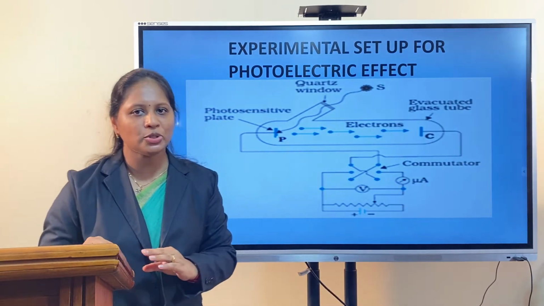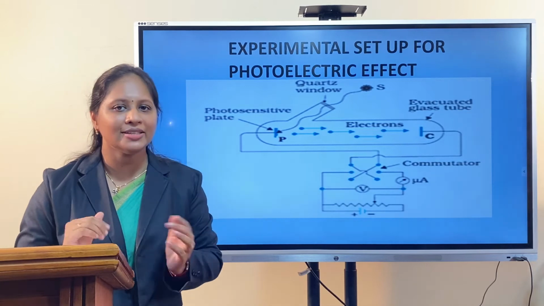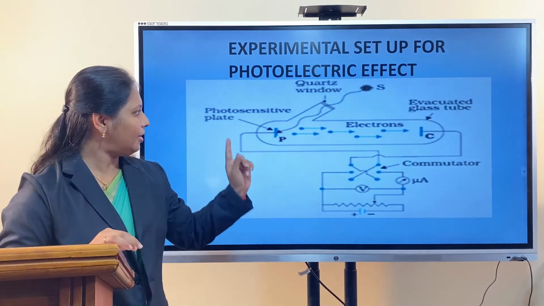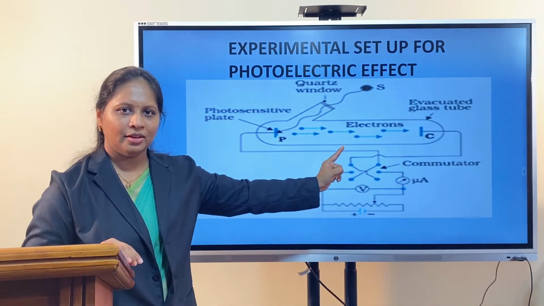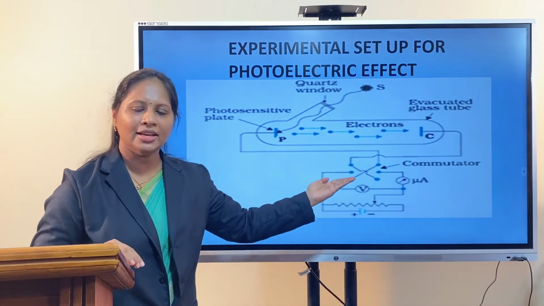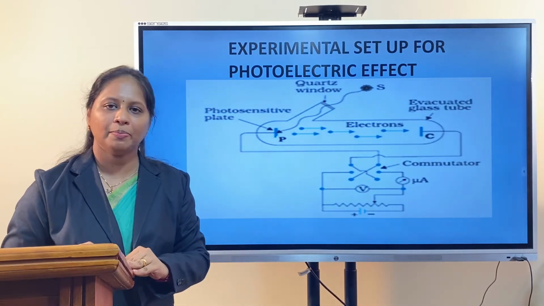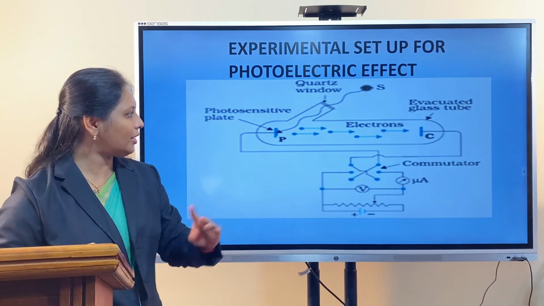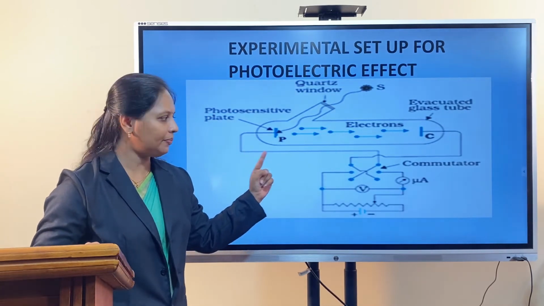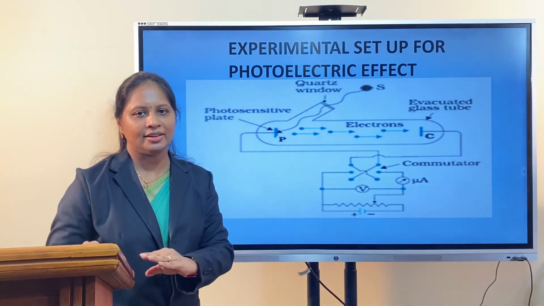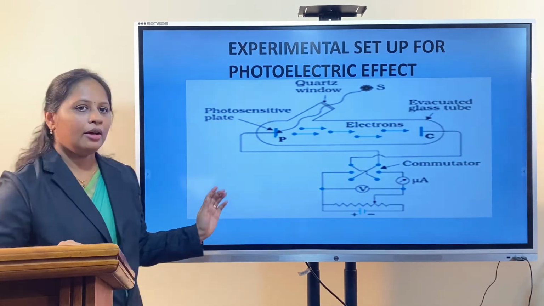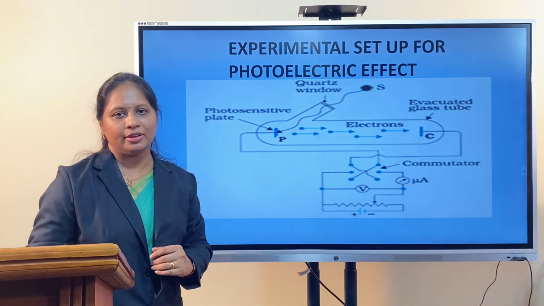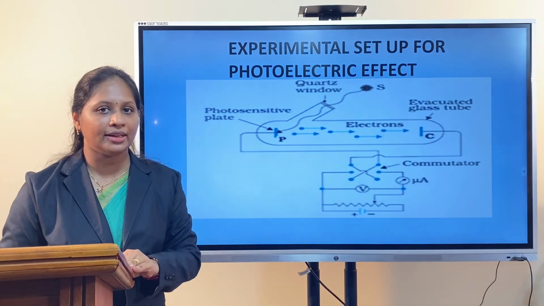So what is the purpose of commutator key? It reverses the polarity of the electrodes. So the collector can be maintained at a desired potential, either positive or negative, with respect to the emitter plate with the help of this commutator key. We can use this arrangement for the study of photoelectric effect.